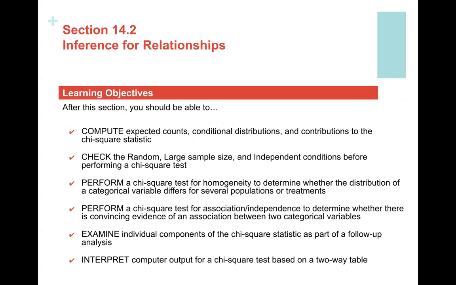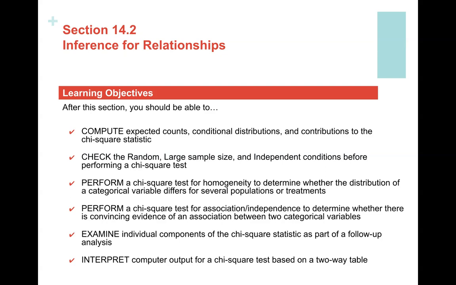We're going to learn how to compute expected counts, conditional distributions, and contributions to the chi-square test statistic. That's all going to be at the beginning, with your two-way table. You're going to check the three conditions: random, large sample size, and independent. This large sample size, we're just going to call expected counts, because that's really what you're looking at with the large sample size condition. So the three conditions are random, expected counts, and independent.